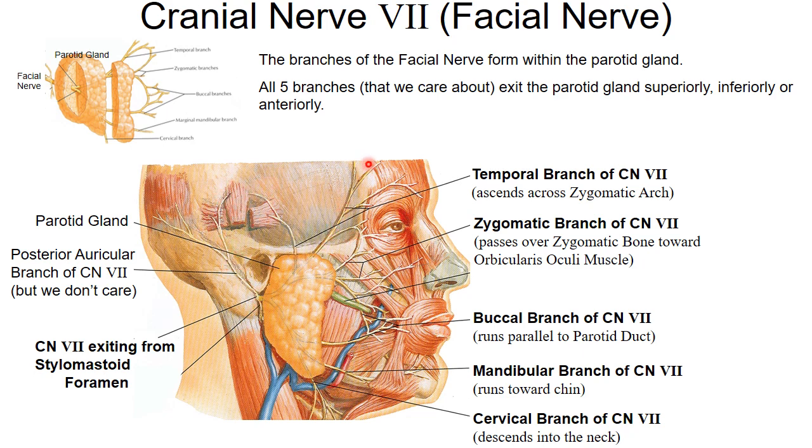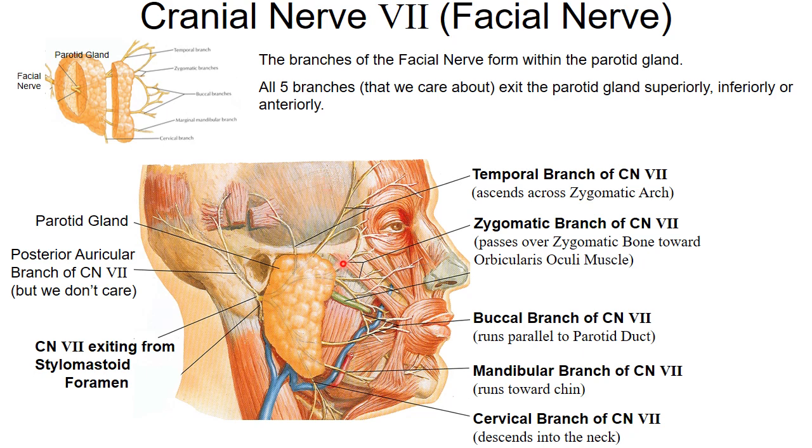What we care about are these 5 branches here that go anteriorly to the muscles of facial expression on the front of the face. Okay, these are the muscles of facial expression that are important to people. And basically, they're named for where they go. This branch right here that crosses the zygomatic arch, which is from here to here, is called the temporal branch. Okay, ultimately it's going to pass over the zygomatic arch towards the temporal region of the face.